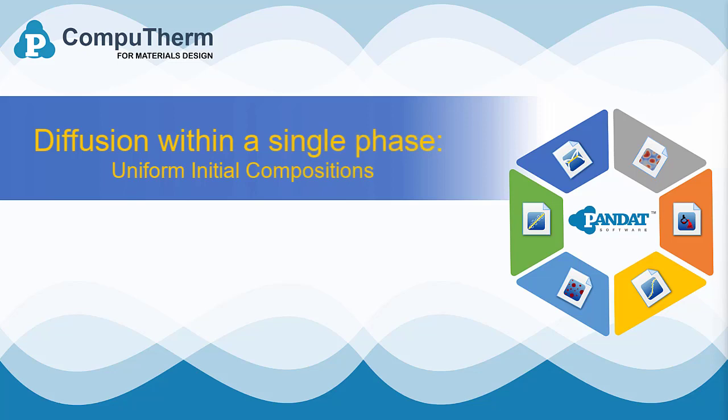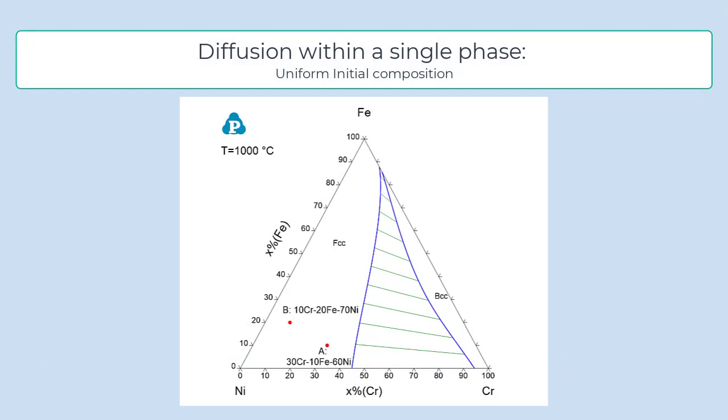In this video, we will learn how to perform diffusion simulation in Diffusion module. In this example, the two sides of the diffusion couple have the same single FCC phase structure and uniform composition before diffusion. They are at point A, with 30% of chromium, 10% of iron and 60% of nickel. Point B, with 10% of chromium, 20% of iron and 70% of nickel.